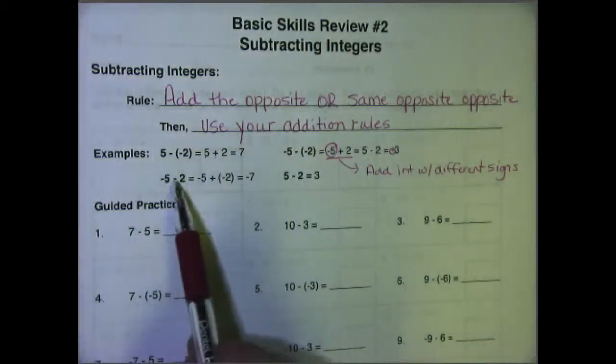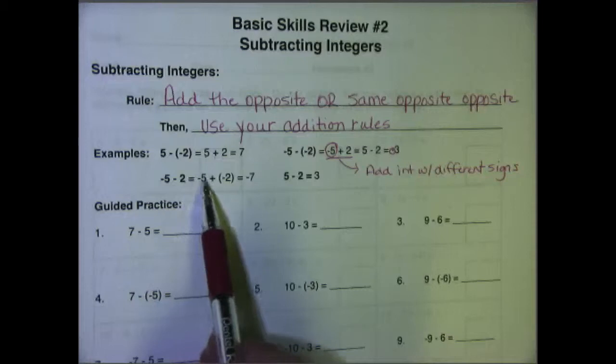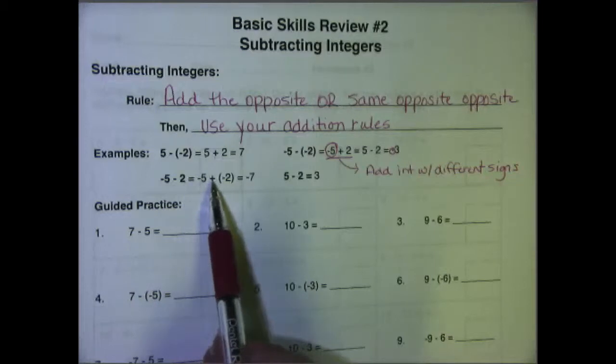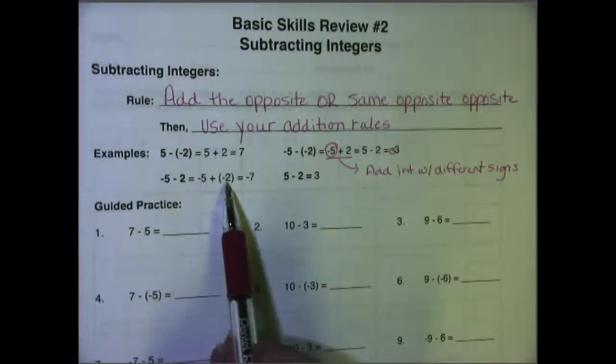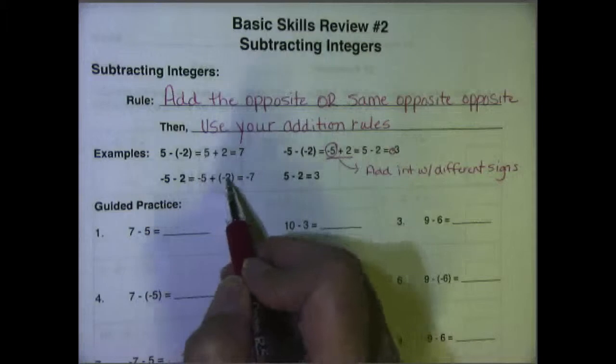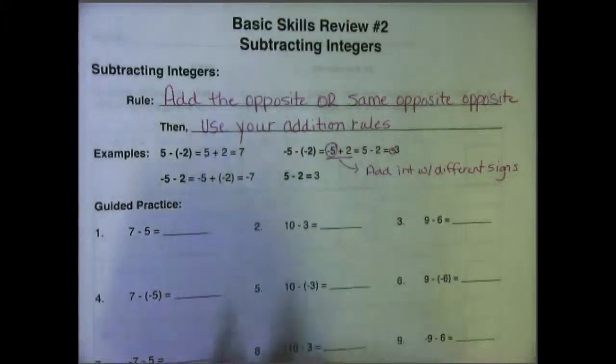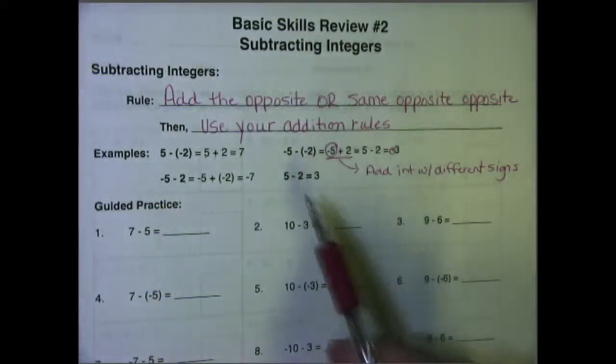Next example, negative 5 minus 2, same, opposite, change to addition. The opposite of 2 is negative 2. When you add 5 plus 2, you get 7. Both of them are negative, so negative 7.